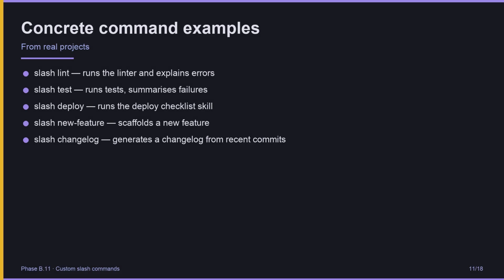Concrete command examples from real projects. /lint, runs the linter and explains any errors. /test, runs tests and summarizes failures. /deploy, runs the deploy checklist skill. /new feature, scaffolds a new feature with the team's preferred structure. /changelog, generates a changelog from recent Git commits. Each command wraps a skill that would otherwise be many lines of instruction.